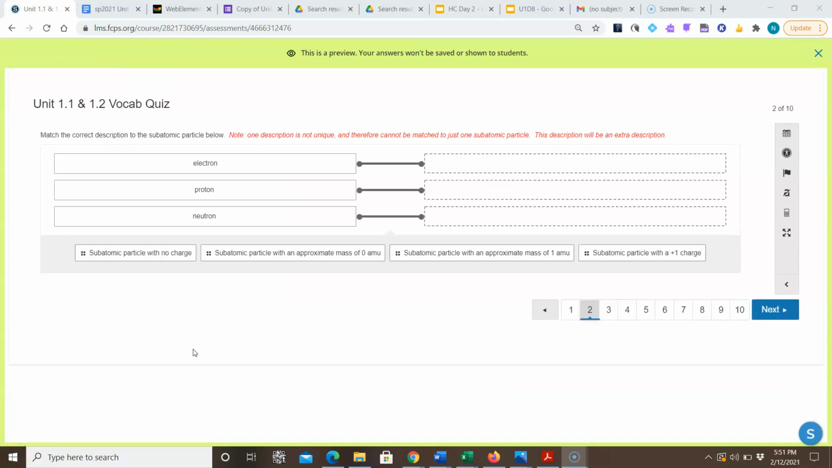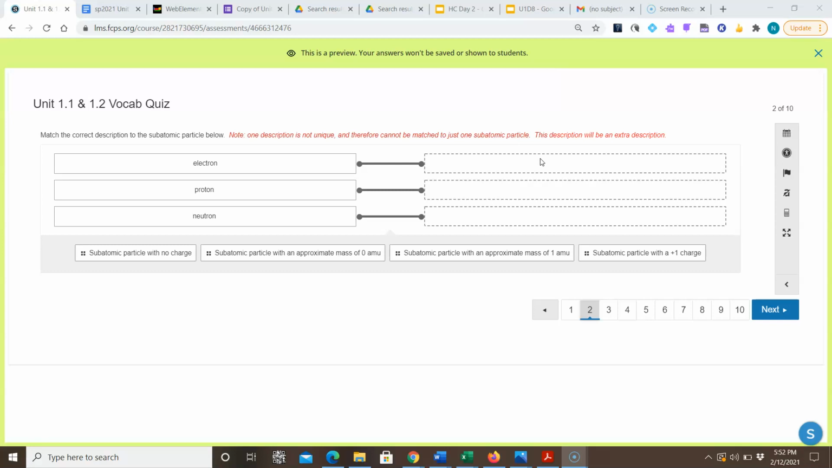The next thing I want to go over is this matching problem. There's a note here where you're asked to match the description to the correct subatomic particle. It says, note, one description is not unique and therefore cannot be matched to just one subatomic particle. This description will be an extra description. What I mean by that is there's a description that can apply to, let's say, both an electron and a proton. Because it can apply to both of them, you can't use it. Notice that there are 4 descriptions here, but only 3 spaces. One of those descriptions is not going to work for just one.